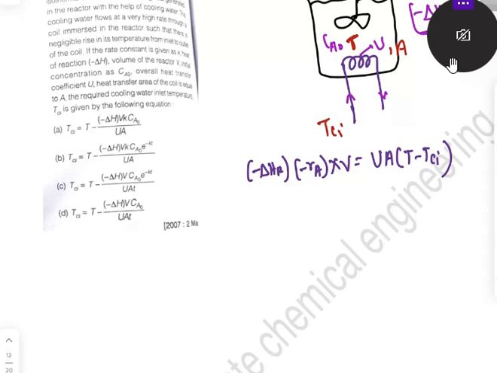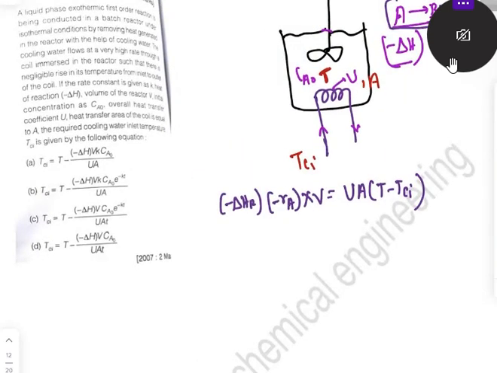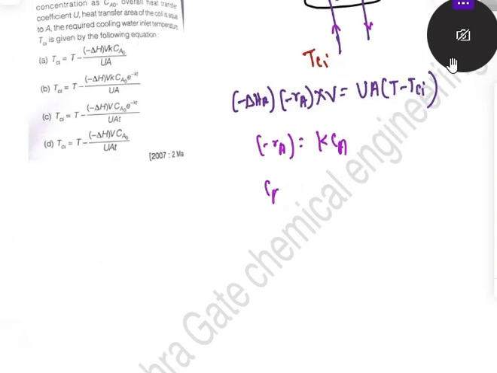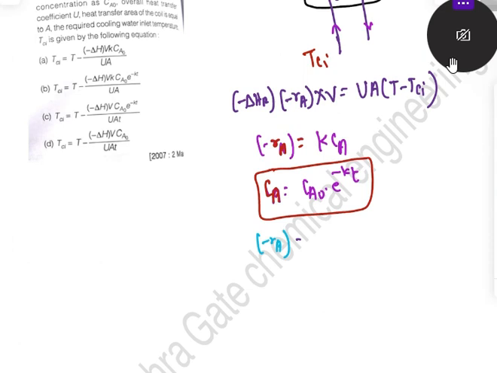Is that clear? And this one is a first order reaction, right? So what is minus RA? Minus RA is k CA. And if I know what CA is for a first order reaction, if the initial concentration is given, CA is CA0 e to the power minus kt. Right. So with respect to time, concentration is also changing because this is a batch reactor, and you know the kinetics of the batch reactor can be written like that. So now if I substitute this, the value of minus RA can be written as k CA0 e to the power minus kt.